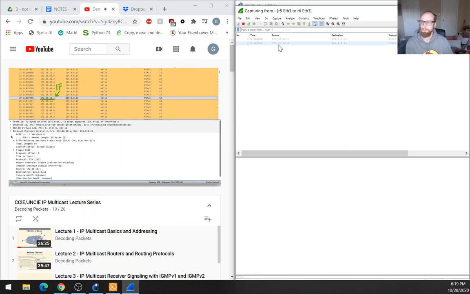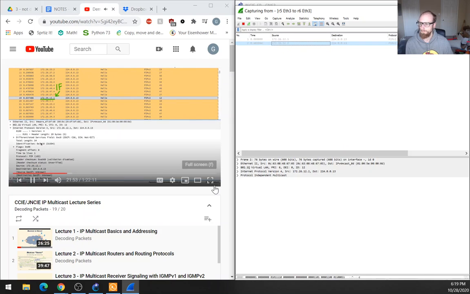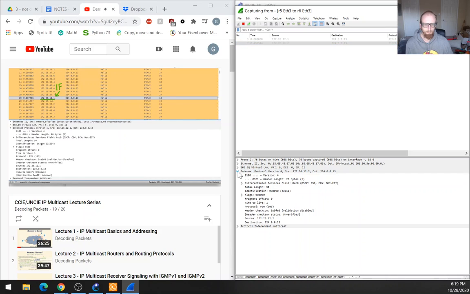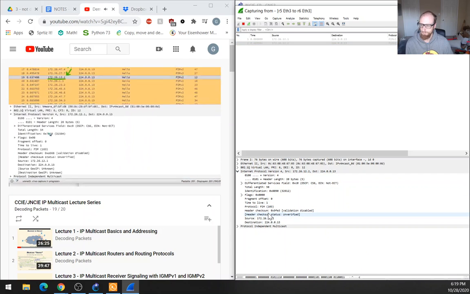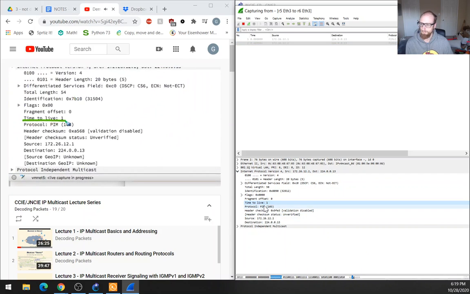Let's take a look at the actual IP header of this. A couple of things to pay attention to. The TTL, time to live, should be 1, which it is. That means this is a link-local message. It is not going to be routed on R2. R2 will receive this message and discover R1, and that is the end of it, because that is the whole purpose of this message.